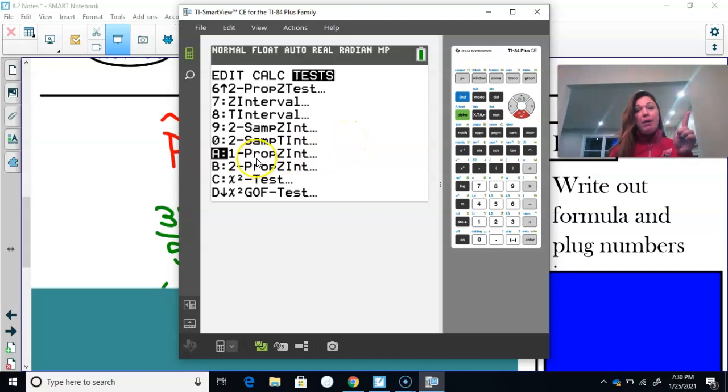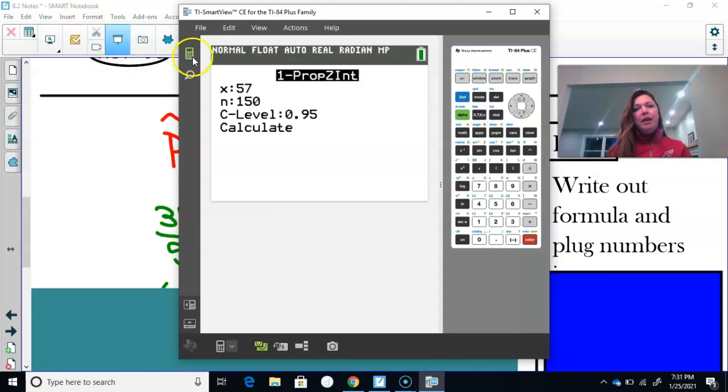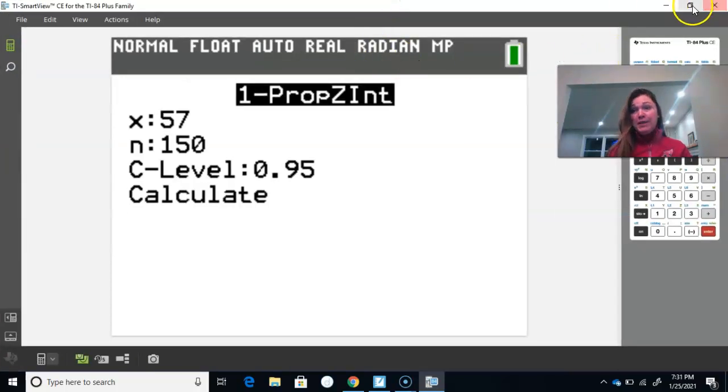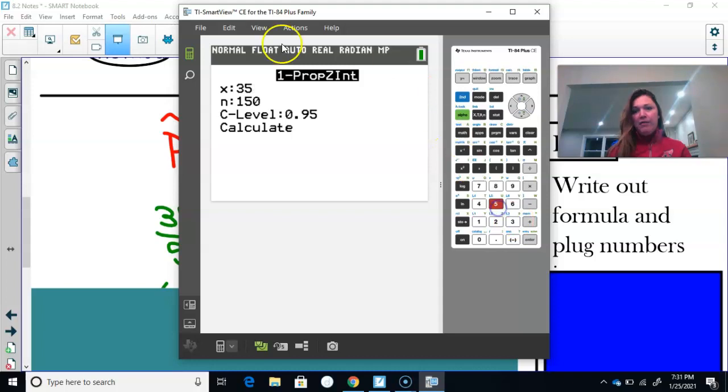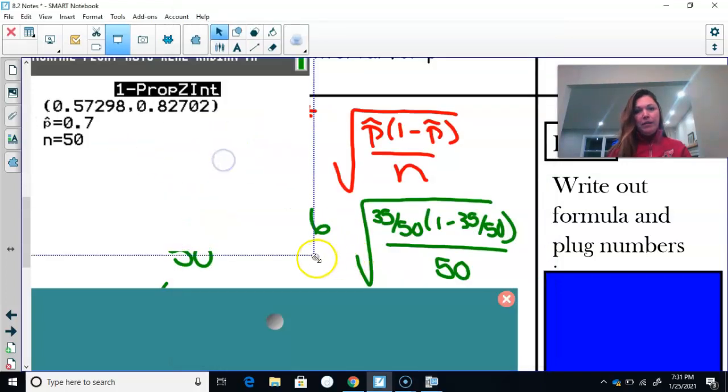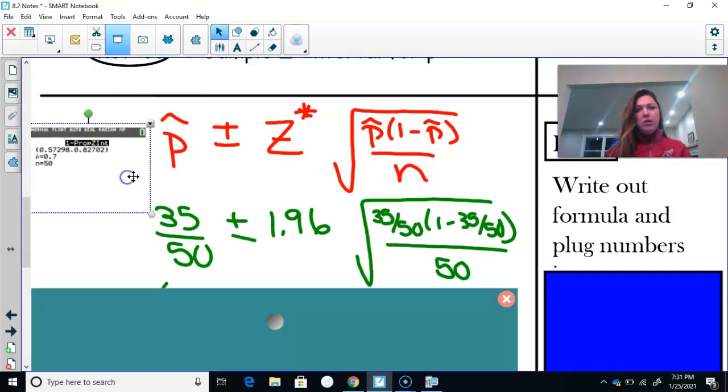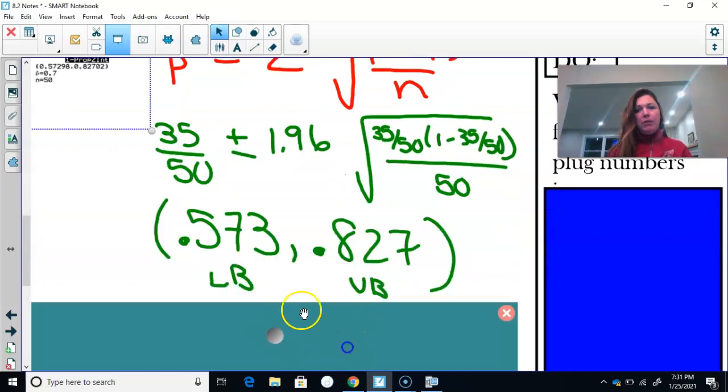We have one sample or one proportion that we're looking at, 35 over 50, and we're going to hit enter on one prop Z interval. Here is our X, that's our parts, 35, N of our total sample, 50. And now it asks what confidence level we want. That's 0.95, and we're going to enter on calculate. So you can see here we have our lower bound and our upper bound, 0.573 to 0.827.